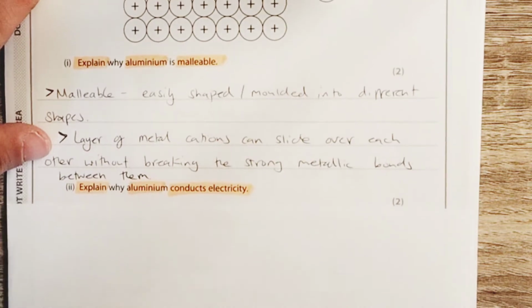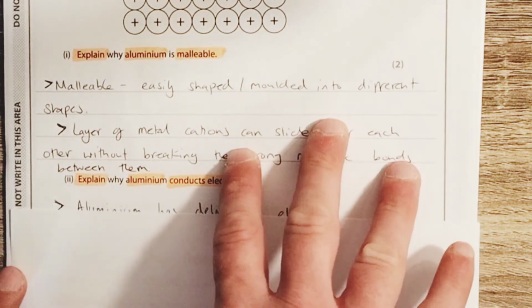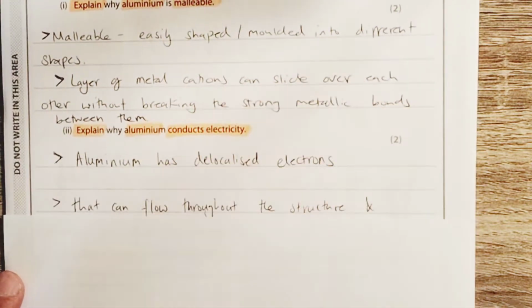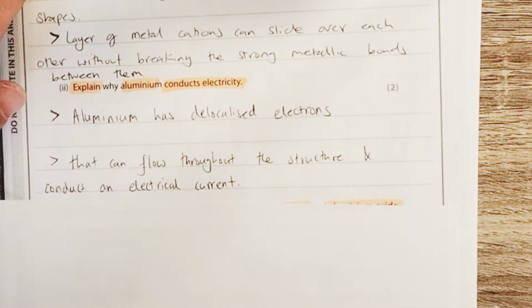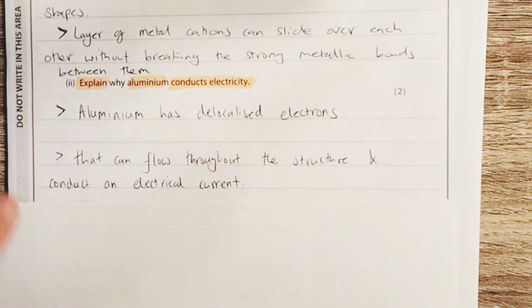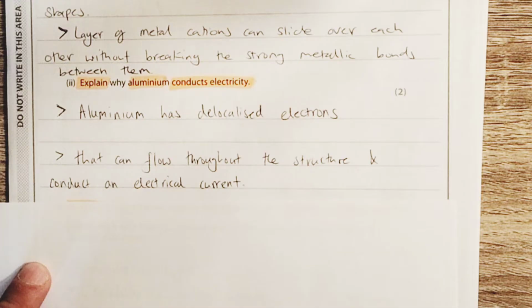The next question is, explain why aluminium is able to conduct electricity. I did mention delocalized electrons a second ago. Well, it's because aluminium, like all metals, has delocalized electrons within its structure, and those delocalized electrons are able to flow freely throughout the structure and therefore conduct an electrical current.